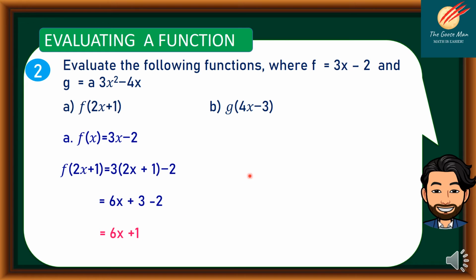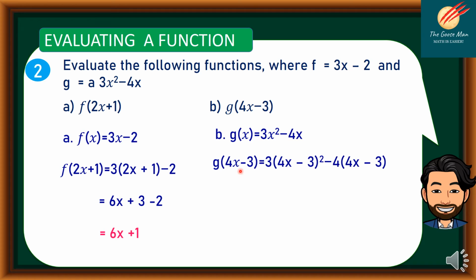On the other hand, if I have g of 4x minus 3, from the function g of x is equal to 3x squared minus 4x, all x's should be replaced by 4x minus 3. So we have here g of 4x minus 3 is equal to 3 times (4x minus 3) squared minus 4 times (4x minus 3). Again, we have here a square of a binomial.